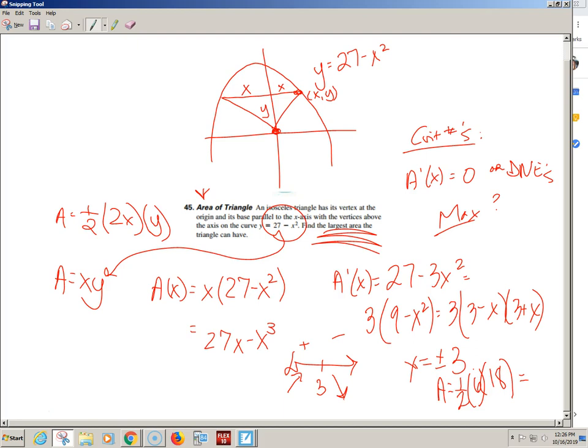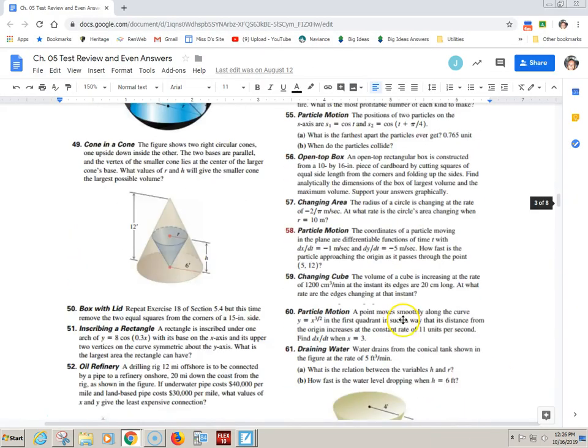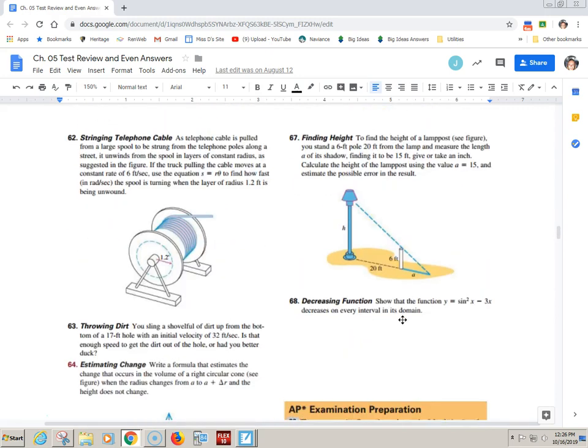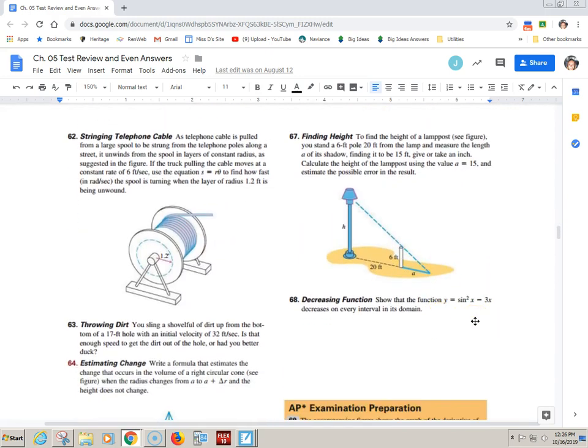The other question, which we probably won't have time to solve, but we could at least peek at, was number 67. Number 67 is down here, the little ways. And this one's talking about the height of a lamp. This is actually talking about DH, the possible error. And estimate, sorry, the possible error in the result. Give or take an inch.